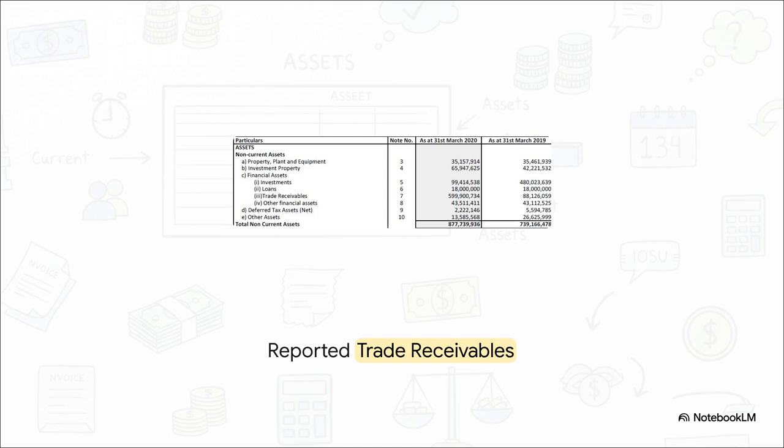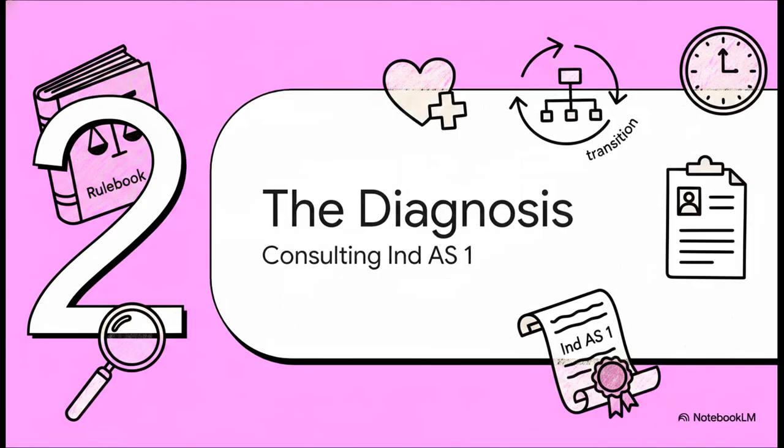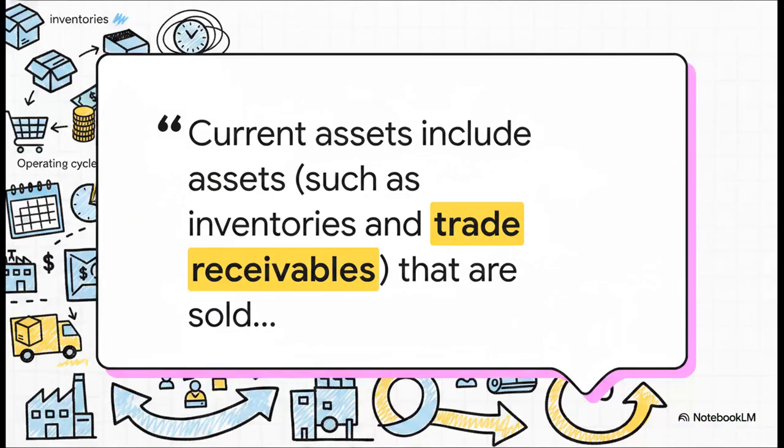Why in the world is a receivable, literally the lifeblood of day-to-day business cash flow, sitting over in the non-current bucket? Which brings us perfectly to part 2, the diagnosis, where we consult Ind AS 1. To figure out if this is actually permitted, let's crack open the official rulebook. Let's read the specific guidance straight from the source.